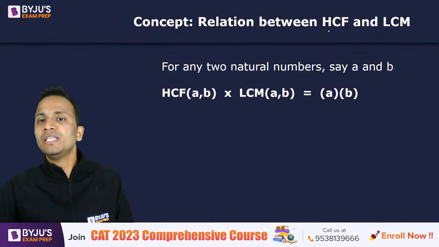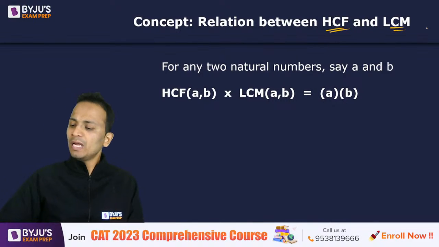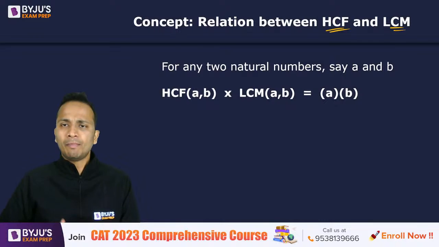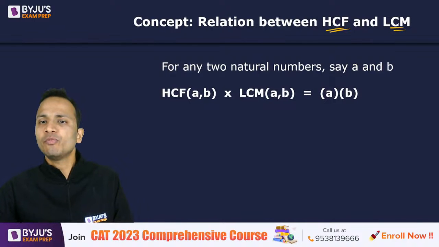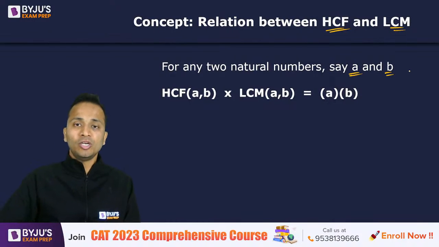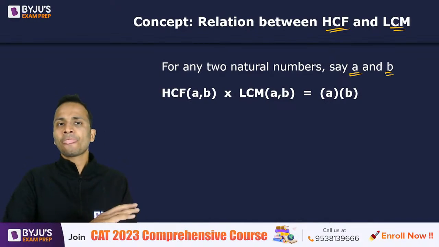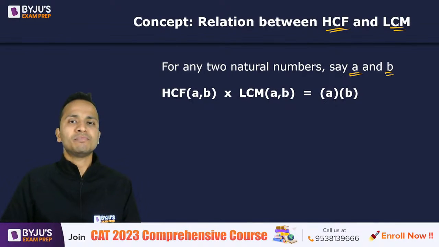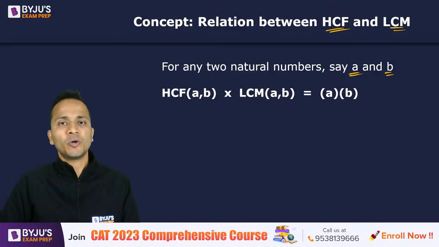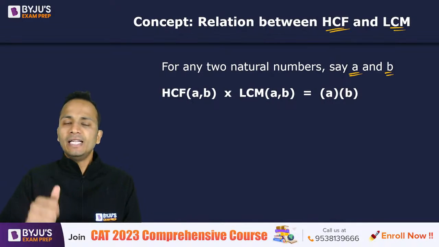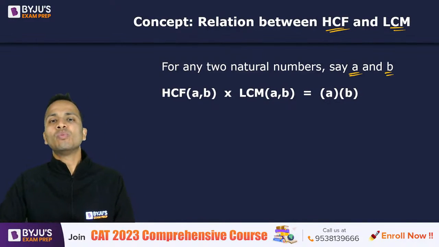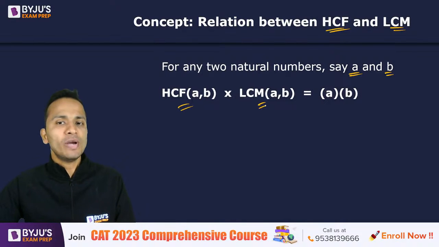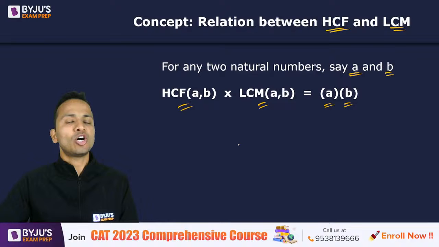The relation between HCF and LCM. Now the relation that I'm going to tell you among LCM and HCF can only be established when we are dealing with two numbers. So this property will be useful only when we are finding LCM and HCF of two numbers. When you are dealing with three numbers or more than three numbers, it will not necessarily be true. Okay. So simple property है, LCM and HCF of the two numbers, the product of these two will be equal to the product of the numbers. So HCF into LCM will be equal to the product of two numbers.